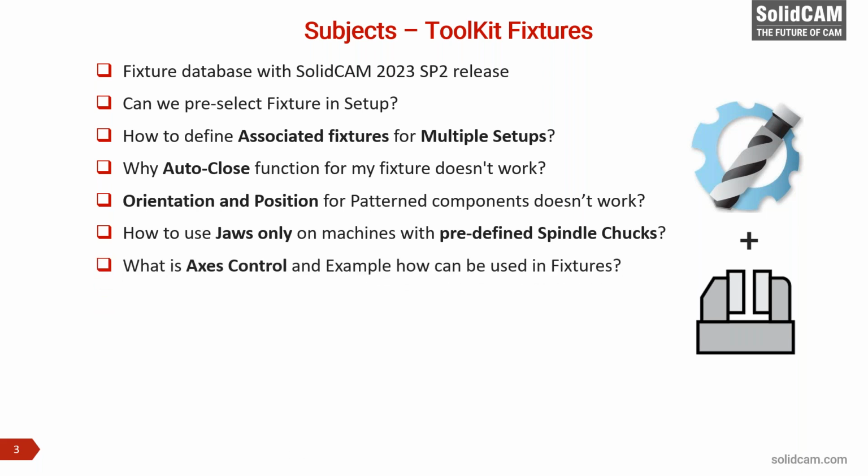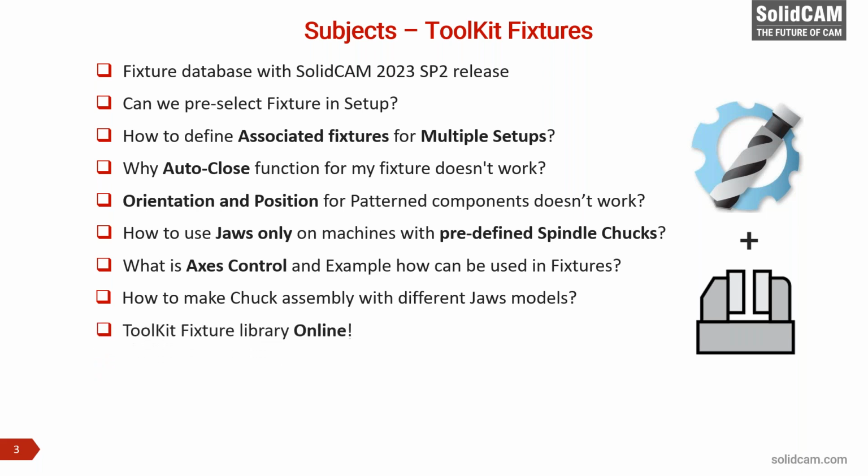Then there will be a feature that we didn't pass through in the previous webinar: the access control. We are going to show an example of how you can use it in fixtures, and how to make a chuck assembly with different jaw models. A very interesting topic. We now have a ToolKit Fixtures library, and it is online to download.